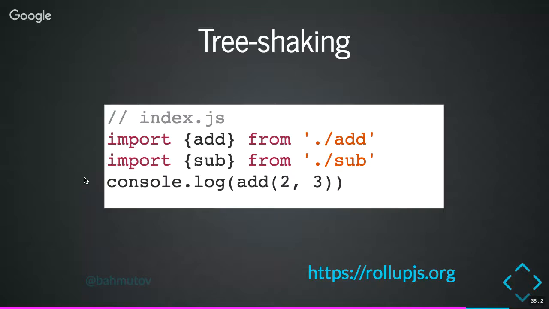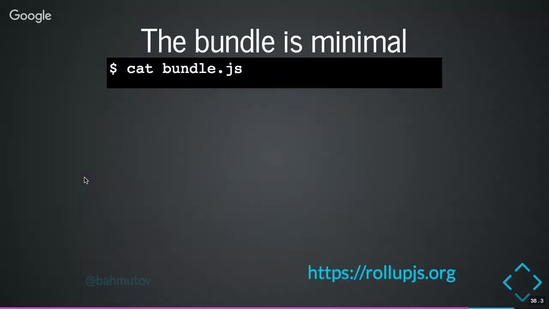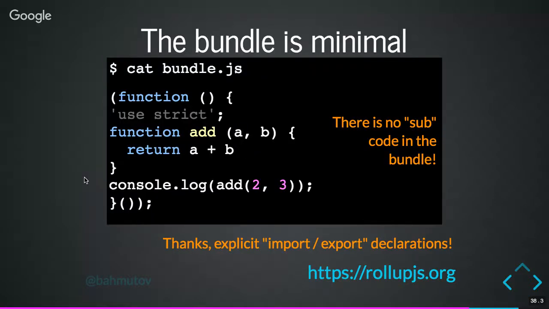So imagine you have index.js, and you import add from one file and sub from another file, but you only use add, right? So you never actually use the other dependency. When you look at the bundle, you only see add. The tool Rollup went through all the JavaScript, looked at everything that you required, and figured out that, yes, you required it, but you actually never used it. So it could drop everything that's not used.